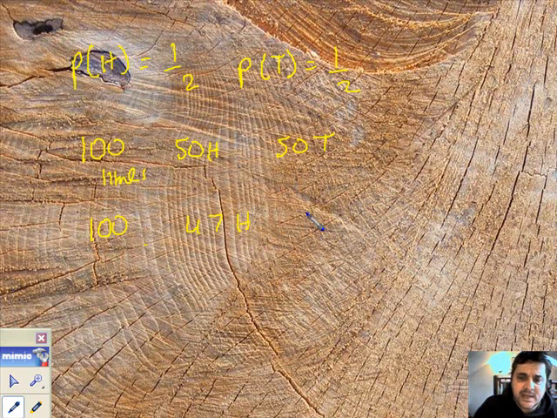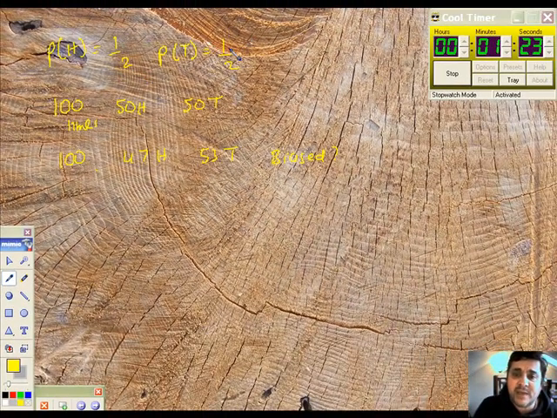But supposing out of 100 throws I got 47 heads, and therefore I got 53 tails. Would that imply that the coin is in any way biased? I'll write the word up there. No, because actually the number of heads and tails obtained by experiment are totally in keeping with the theoretical number of heads and tails expected according to these probabilities.